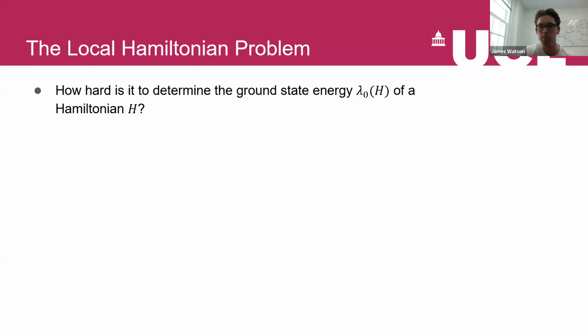So if I give you a physical system, one of the first questions you might ask about it is, what is its lowest energy state? And so a natural complexity question to ask is, how hard is it in general to determine this lowest energy state? This lowest energy state is sometimes called the ground state. And this is computationally characterized by what's called the local Hamiltonian problem.